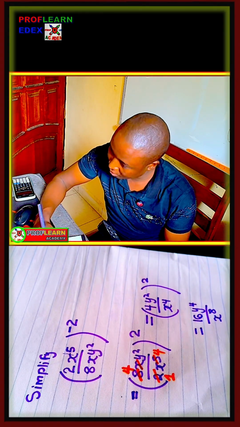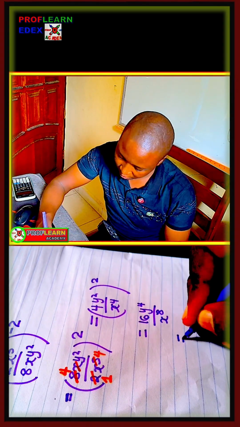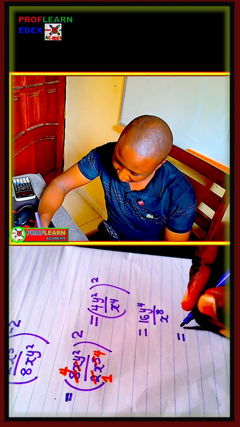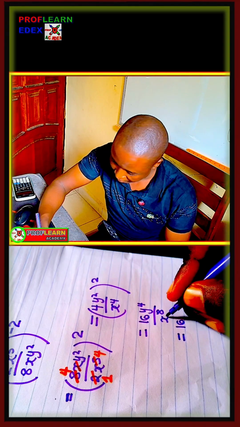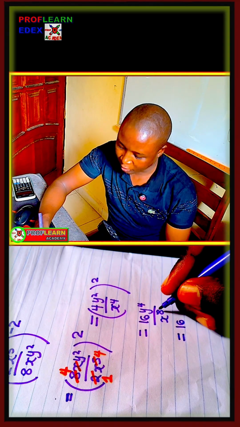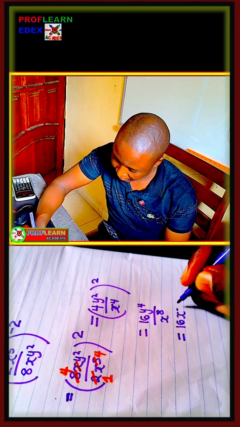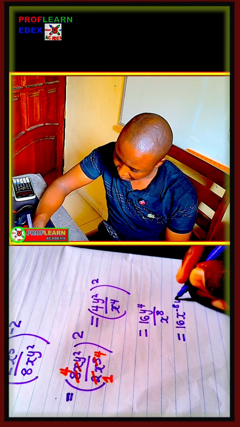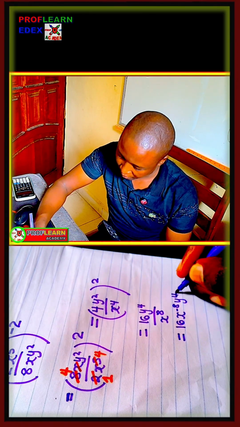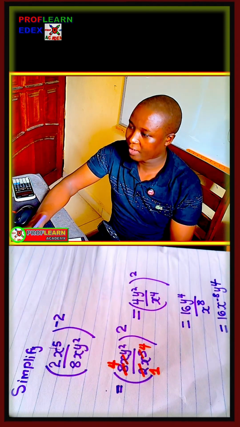So you can rewrite this expression as 16. If you want to remove x raised to power 8 from the denominator, we can say it's x raised to power negative 8, and then y raised to power 4, and this becomes the final answer of this particular simplification.